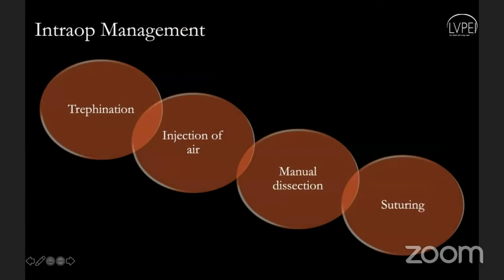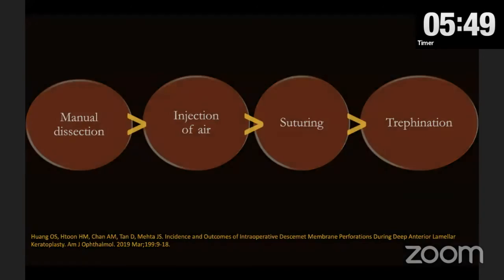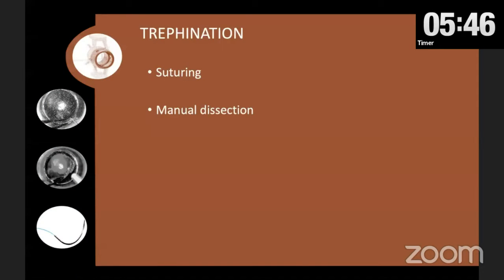A perforation can occur in any step of the surgery, right from the trephination up to the suturing. However, the most common step where the perforation can occur is during the dissection of the posterior stromal layers. Let us now see how to handle the perforations during each of these steps. If the perforation occurs during trephination and if it is less than 2 clock hours, the open area can be sutured and manual dissection can be attempted.